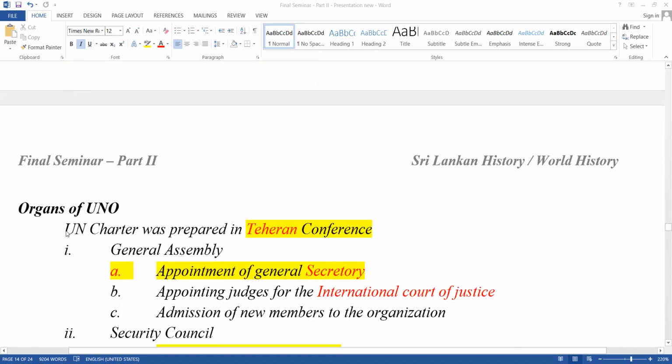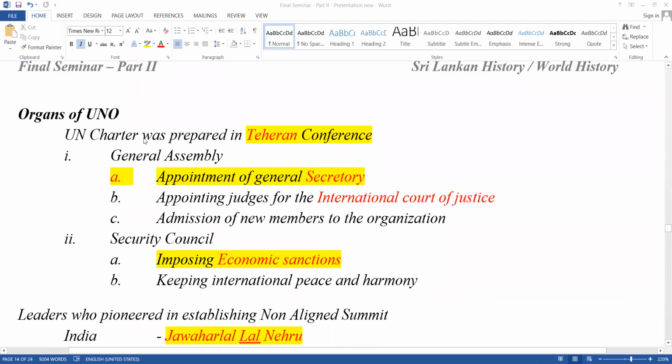Before that, UNO is there. What is UNO? The UN Charter was prepared in the Tehran Conference. In the Tehran Conference, three leaders of three countries, US President Franklin D. Roosevelt, British Prime Minister Winston Churchill and Russian leader Joseph Stalin, met and discussed and made the UN Charter, the agreement. Many countries signed that agreement, like 50 countries, and they started the United Nations Organization, the World Organization, to protect world peace after the Second World War.